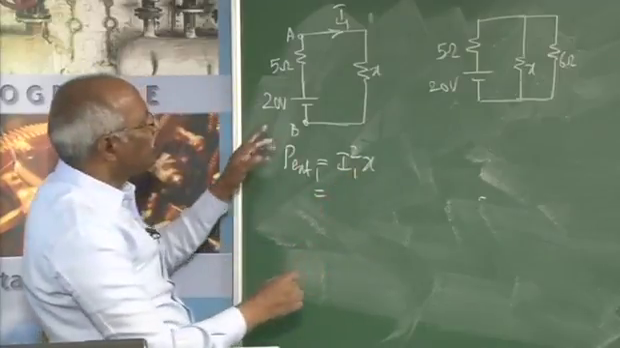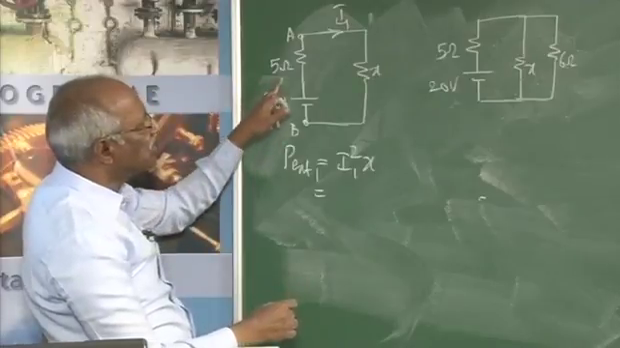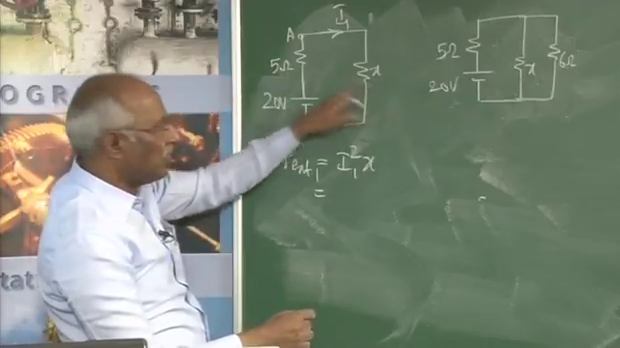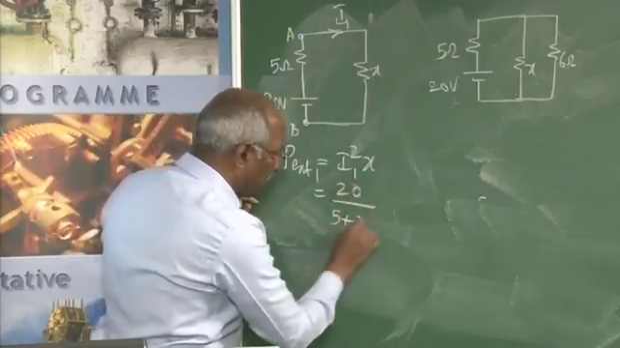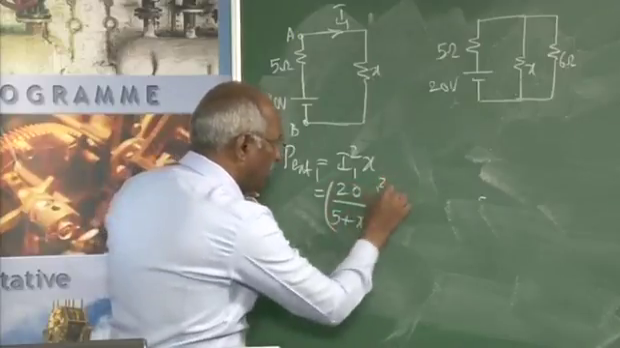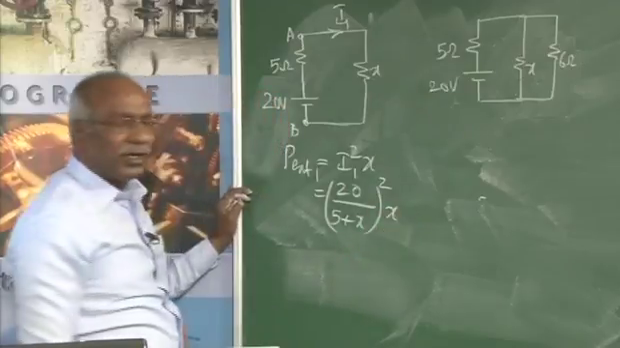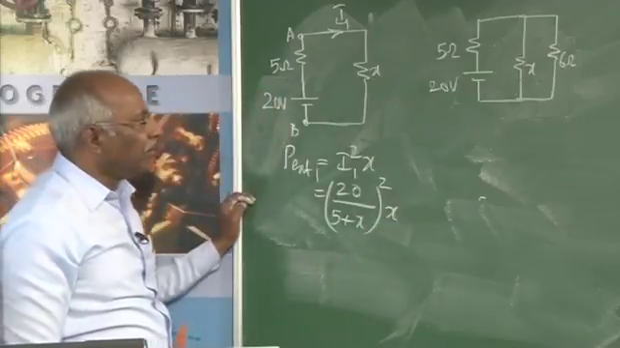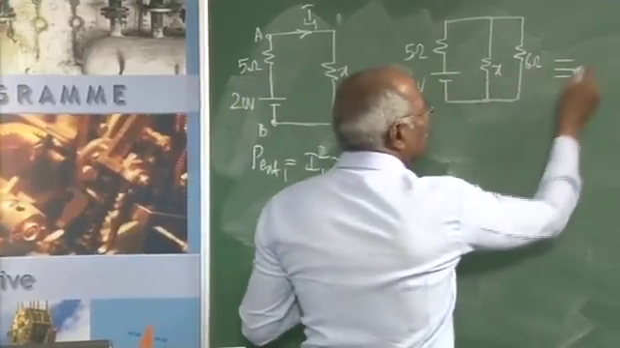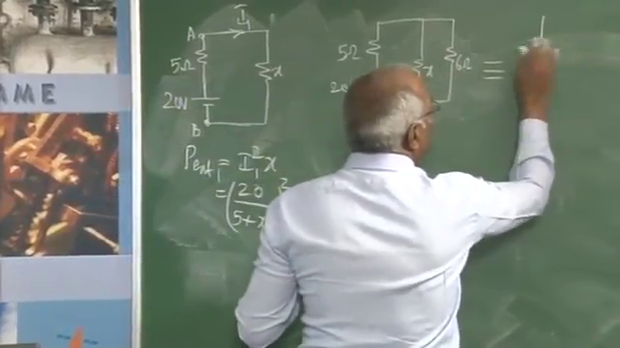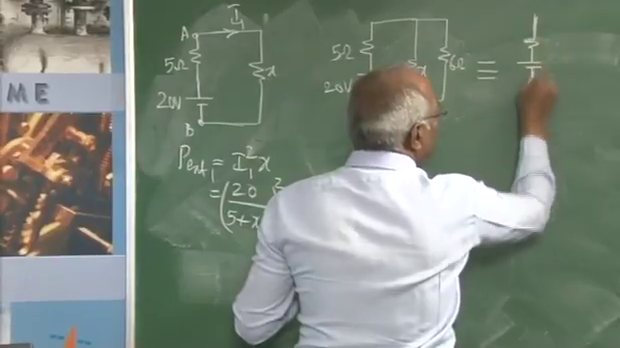What is the value of I1? We know 20 volts is in series with 5 ohm and X ohm. Therefore, this can be written as 20 divided by 5 plus X, squared, into X. That is the one. Coming to this one, the same circuit can be written like this also.